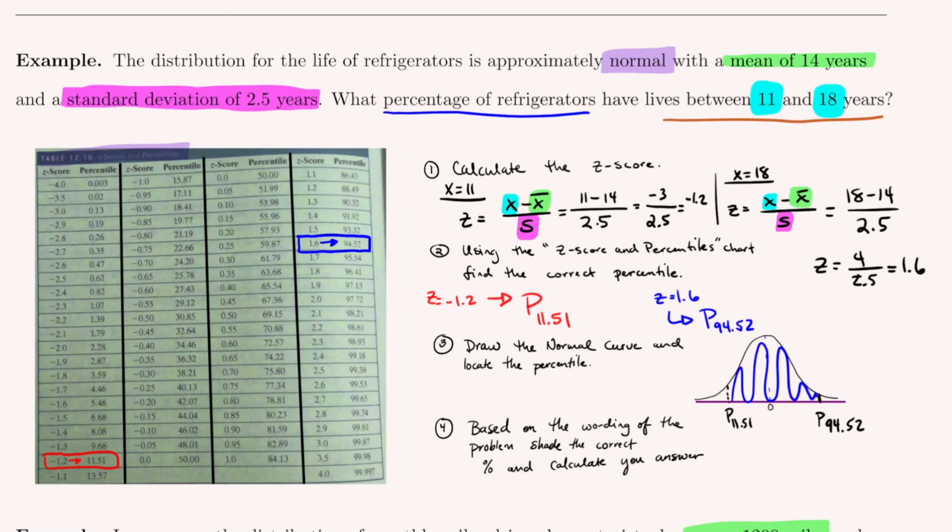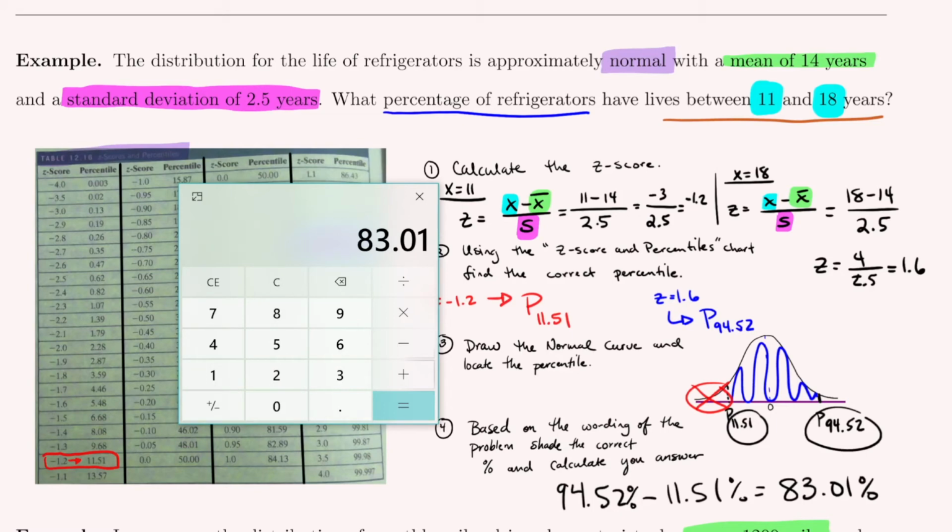So remember, whenever you're asked to find between, you can take the overestimate, the entire 94.52 percentile, that's a little bit too much, and then subtract off the portion that we don't want. And in this particular problem, the portion we don't want is that which is found by the 11.51 percentile. So we always do larger percentile minus smaller percentile, so 94.52 minus 11.51% will be equal to 83.01%.